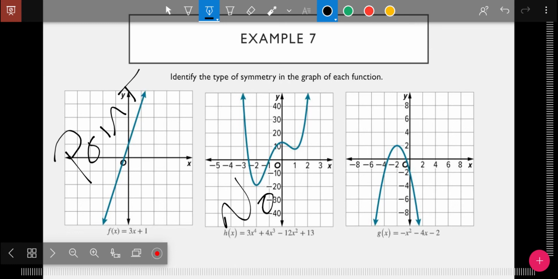And then this one, you can probably already see a line could go right here. It would split it into 2 equal parts. And so this is an example of line symmetry.